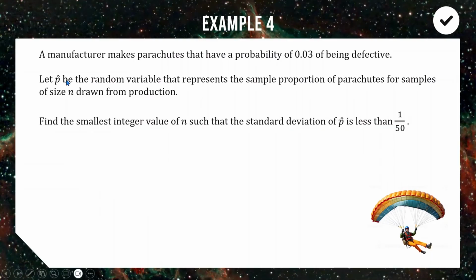Okay, p hat is the random variable representing the sample proportion of parachutes for samples of size n drawn from production. So this one's interesting because we don't know what the sample size is. We want to find the smallest value of n such that our standard deviation of p hat is less than a 50th. So we want to make a sample size big enough to make our standard deviation less than a 50th. Okay, so we see sample proportions and means and standard deviations and we think, oh, let's just write down some formulas and have some fun. So we have our probability p being 0.03. Our n is unknown, but we can figure that out later.